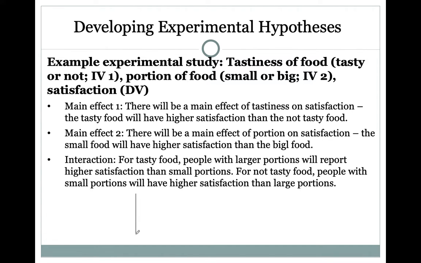You could go ahead and graph the interaction. So you have tasty, not tasty, and then big and small. So for tasty food, people with large portions, so that's big, will report higher satisfaction than small portions. So big is going to be bigger than small. That's what that says. Then it says for not tasty food, people with small portions will have higher satisfaction than large portions. So it switches.